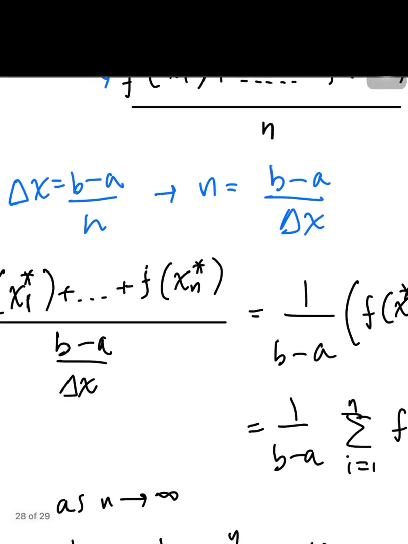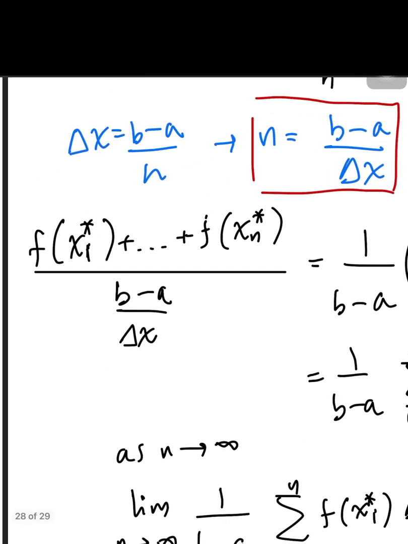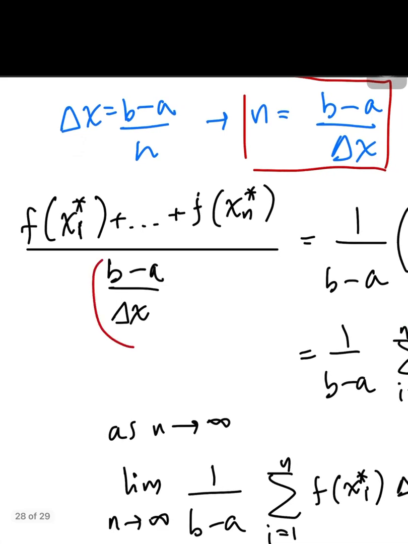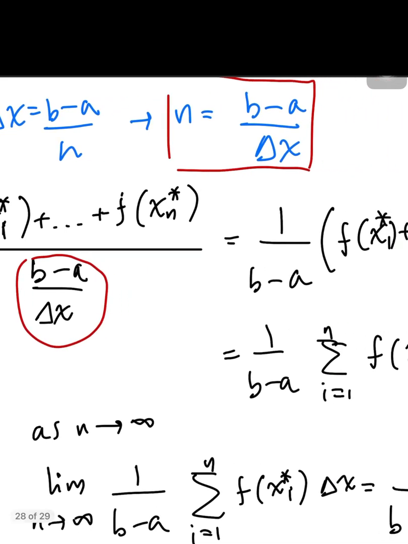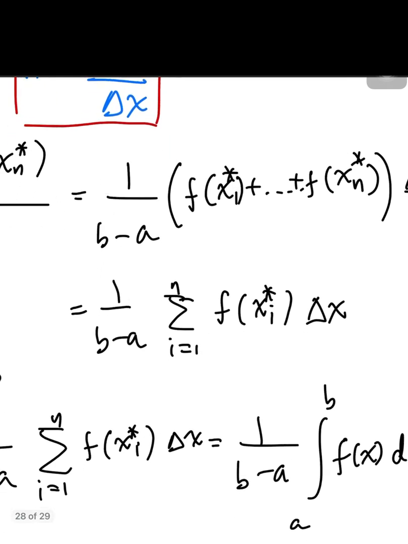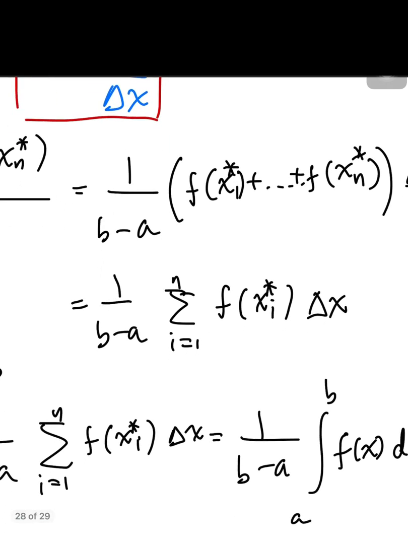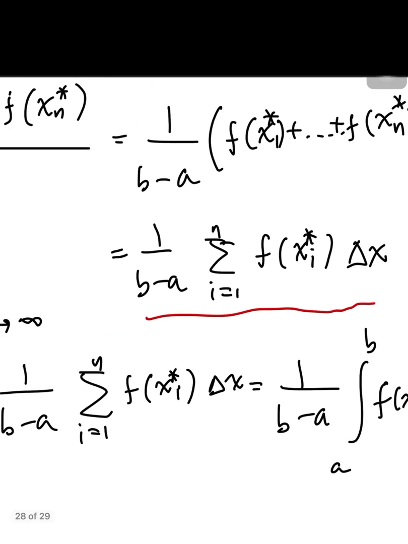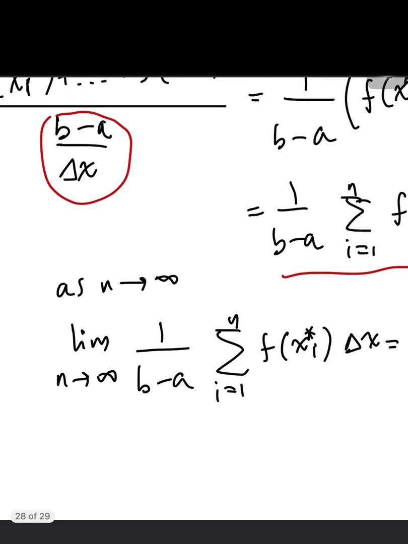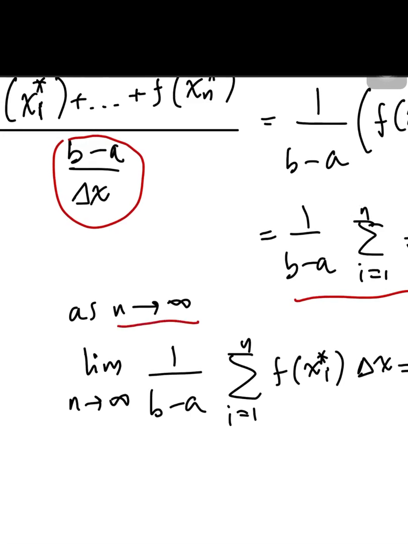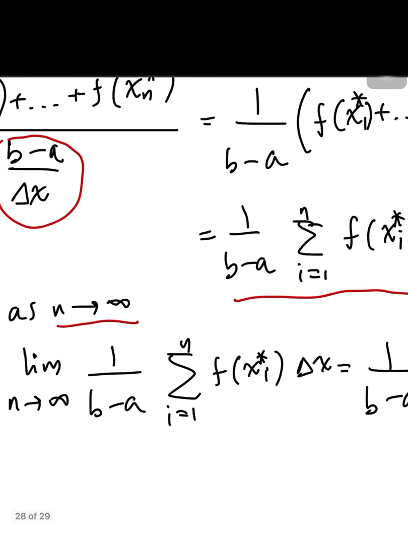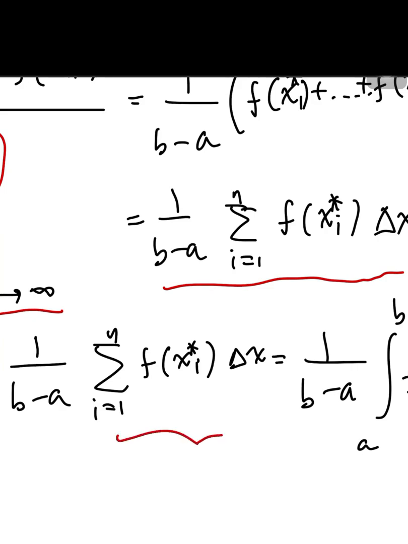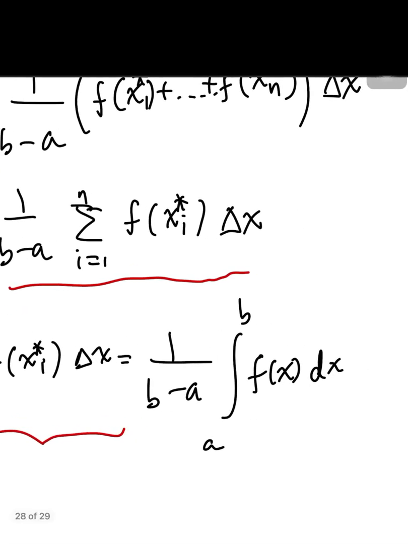And we can substitute n equal to b minus a over delta x into our average value, and we can solve it, and it turns out we get the sum results multiplied by 1 over b minus a, and as n approaches infinity, we get 1 over b minus a, and then the whole thing here, the sigma, is our integration definition, and this is the average value of functions.